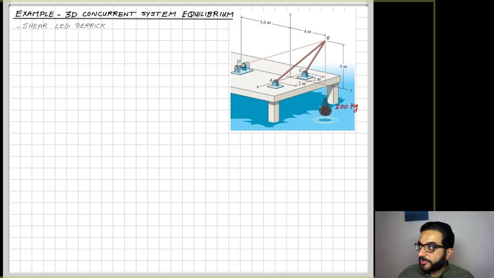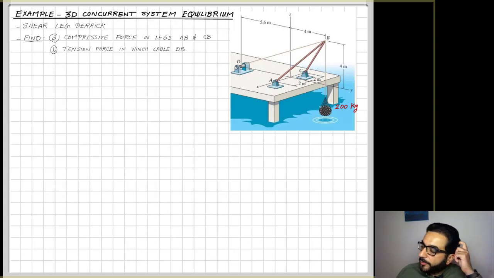We're given the dimensions of the system. You can see it has a triangle frame, A, B, C, and there is a cable going from D to B to the load, 200 kilograms. The question here asks for two things. First, the compressive force inside each of the legs of that frame, AB and CB, and also the tension force in the cable DB, which is the same as the tension from the cable from B to the fishnet.